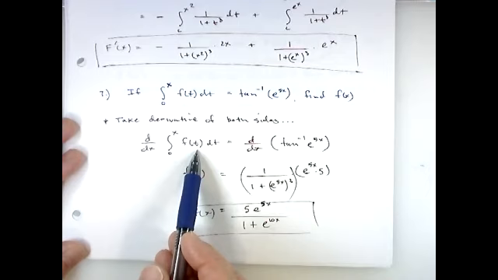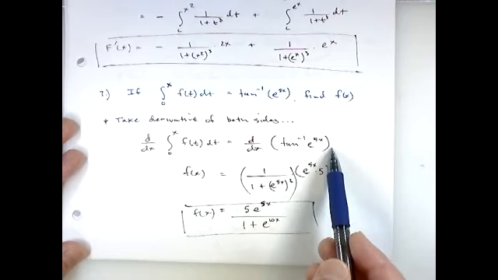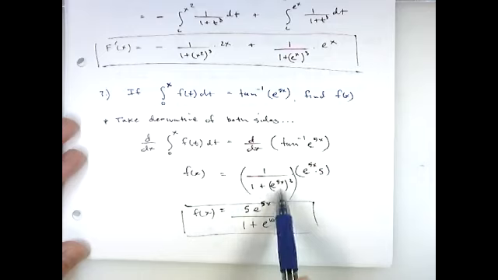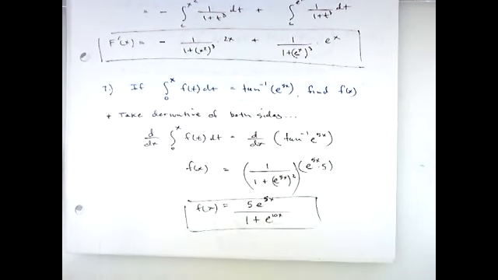So taking the derivative of the left side is just f of x, and using your knowledge of derivatives from 21a, we're going to get 1 over 1 plus e to the 5x squared times the derivative of just e to the 5x. And then I simplified it. So in the next video, we'll look at part 2, which is the real important part of the fundamental theorem of calculus.